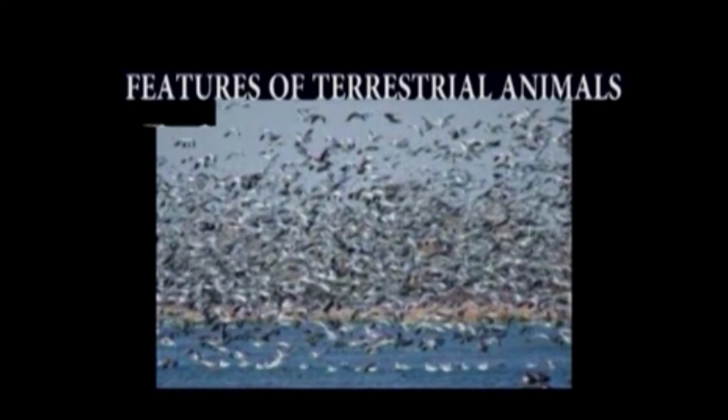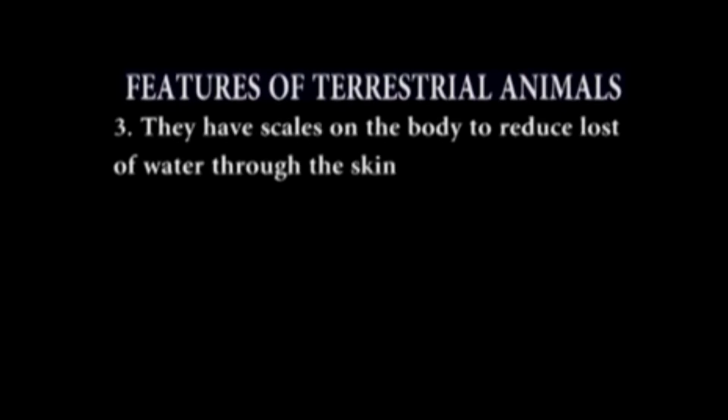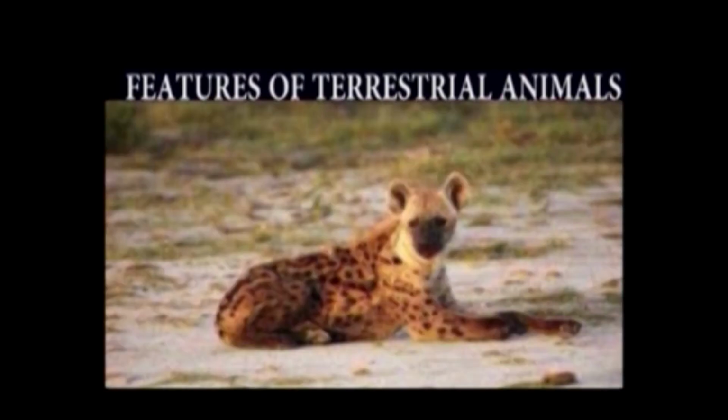They have lungs required for breathing on land. Insects, however, do not have lungs but breathe through special air holes in their body surface known as spiracles. They have scales on the body to reduce loss of water through the skin. They have limbs, legs for movement on land.